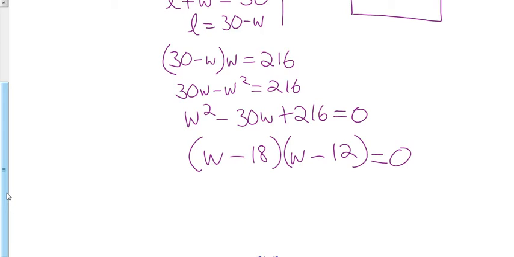A couple things. One, it's probably going to be relatively easy to factor anyway, so it really shouldn't take a whole lot of horsepower.